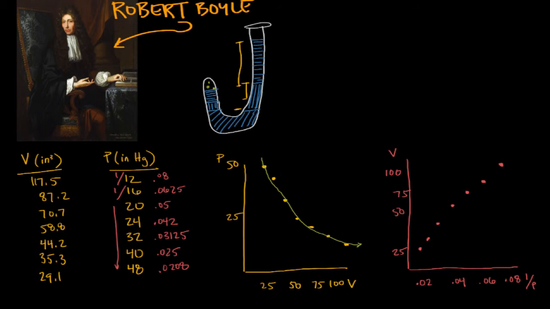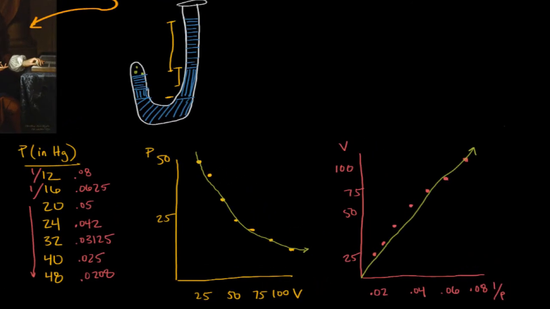And this isn't a perfectly clean graph, but we do see that when we graph volume as a function of the inverse of pressure, we get a straight line. And if we write this straight line graph as an equation, it would be y is equal to mx plus b. That's the equation for this graph, where m is our slope and b is our y-intercept. But our y-intercept here is 0, so all we really need is y is equal to mx.